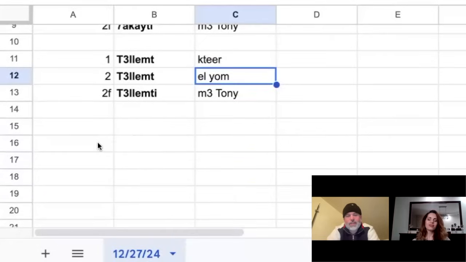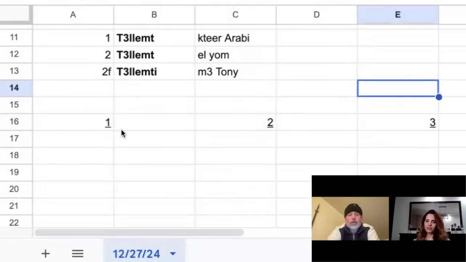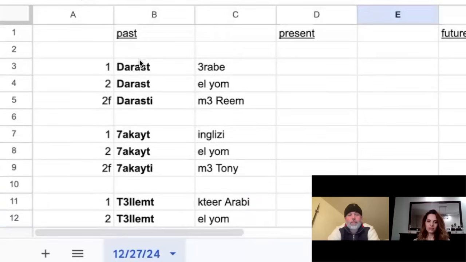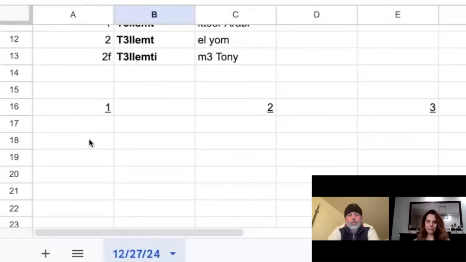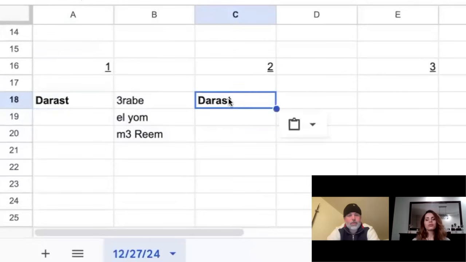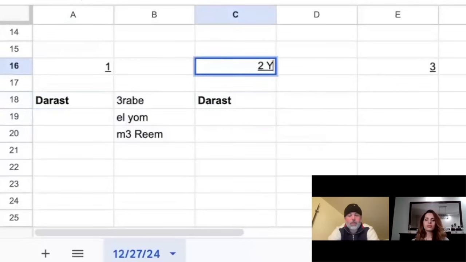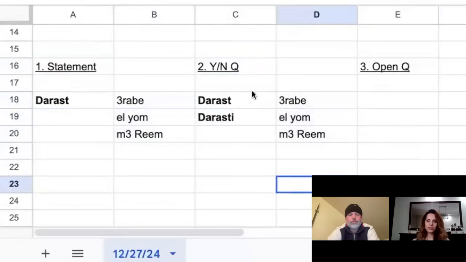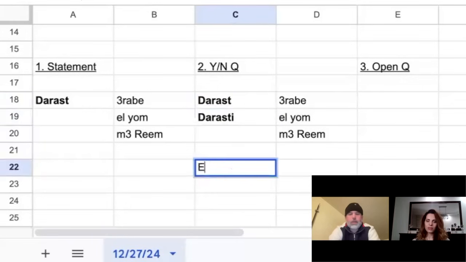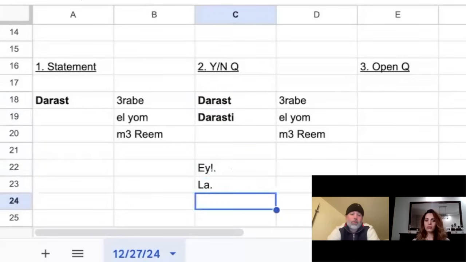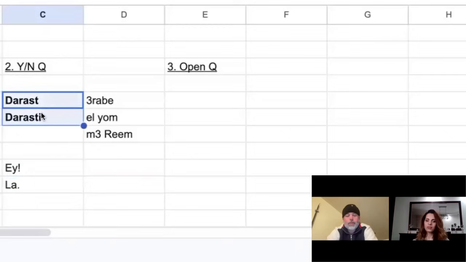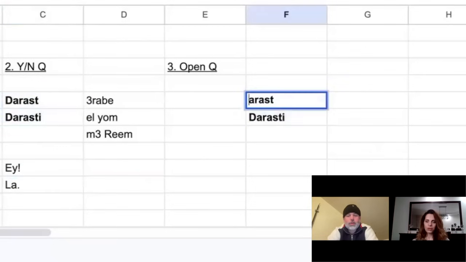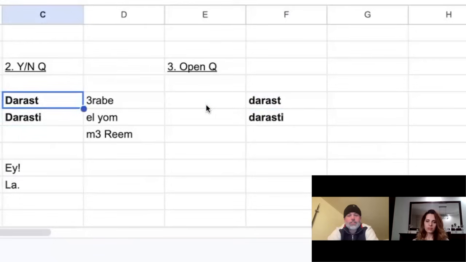I'm going to put three columns here, and I'm going to draw from our verb starting points. Take that second person, and this is going to be the yes-no question. Three is the open-ended question. Call it the open Q. Yes or no, right? The answer: yes, I did, إيه, or no, لا.